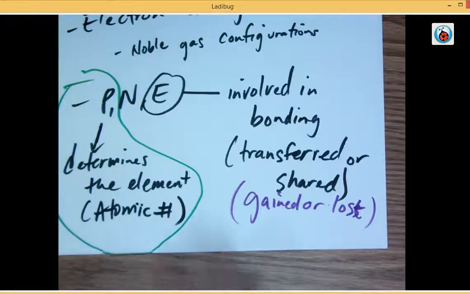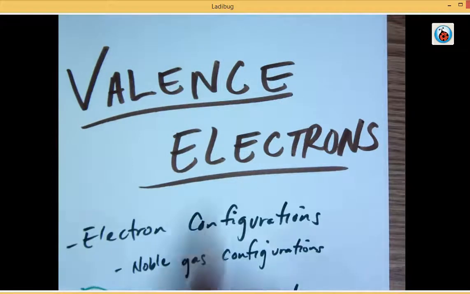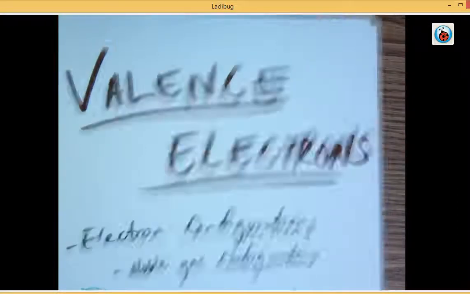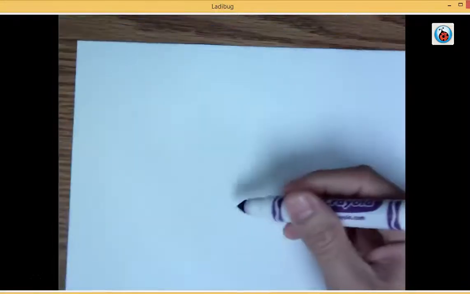Okay, and so today we will focus on these electrons called valence electrons, and these are the electrons responsible for gaining, losing, sharing, and all that combines to one word, which is bonding. Valence electrons are responsible for bonding. And what are valence electrons?